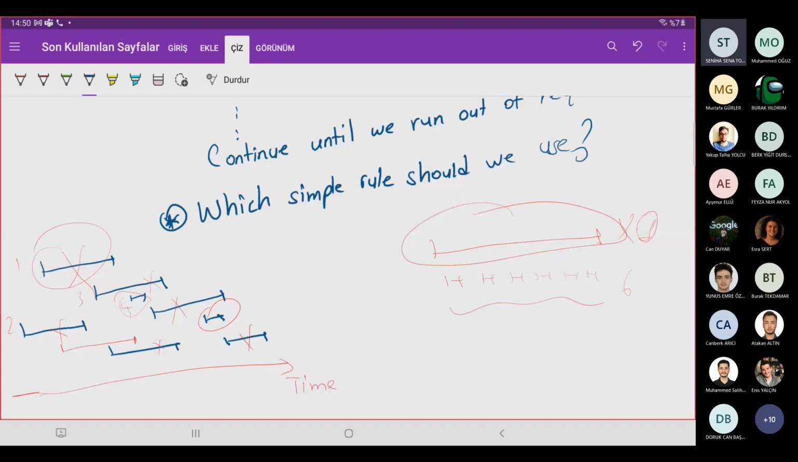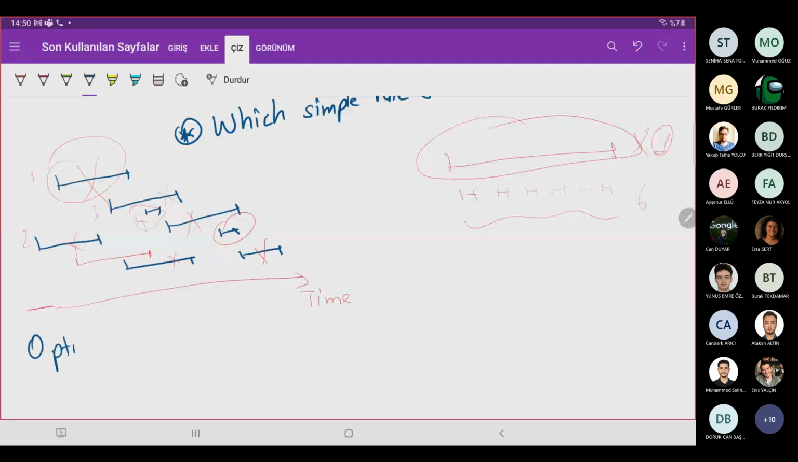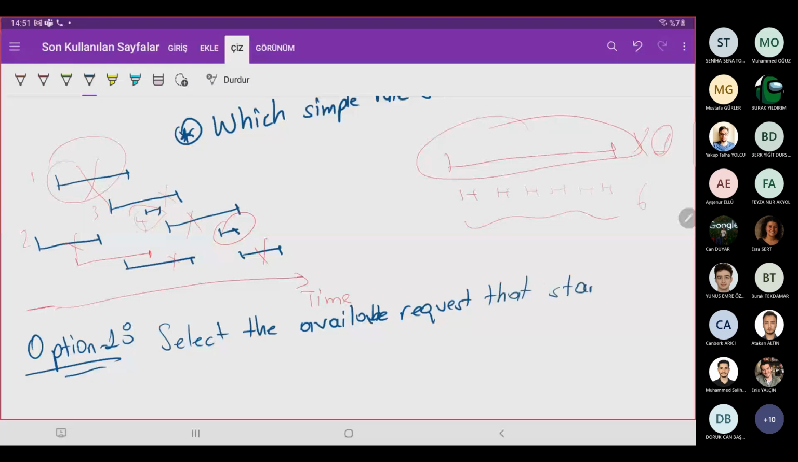Thank you for the second idea, but from the same student. Okay, but I count it as 2 ideas. So let me continue then. Option 1 is just what your friend said. Select the available request that starts earliest. The one with minimum start time.